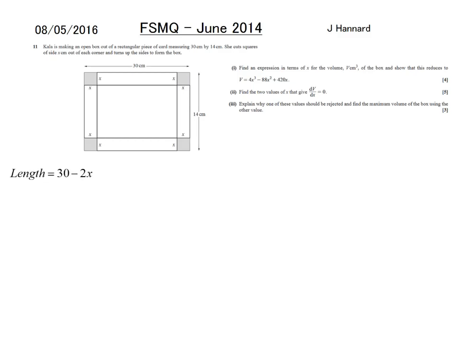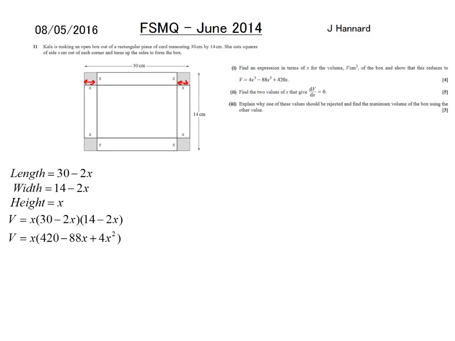Well, your length is 30 minus 2x because obviously that's x and that's x. So the whole length must be 30 minus 2x. Your width is 14 minus 2x via the same principles. And your height is x because obviously when it's folded up it's going to be a height of x. And you find volume by doing length times width times height. So you times them all together, you get that.